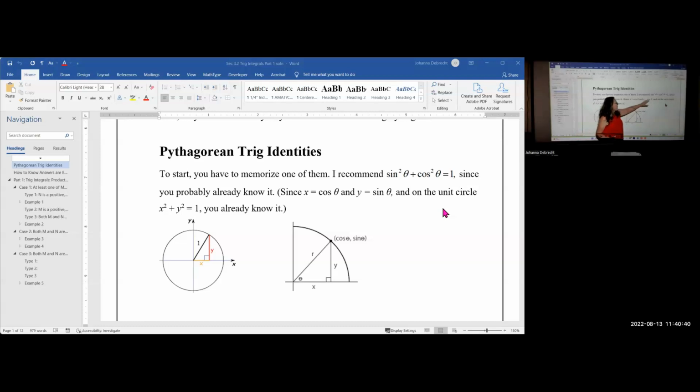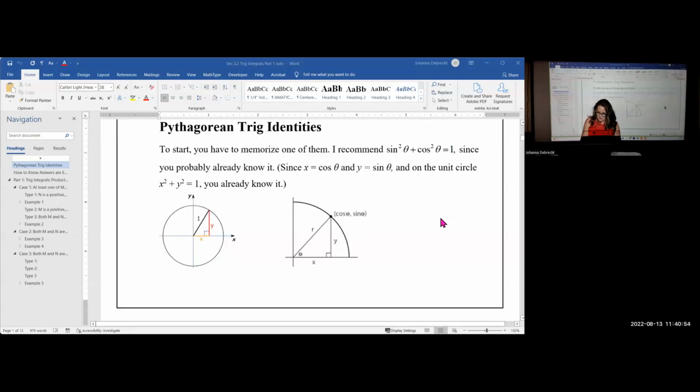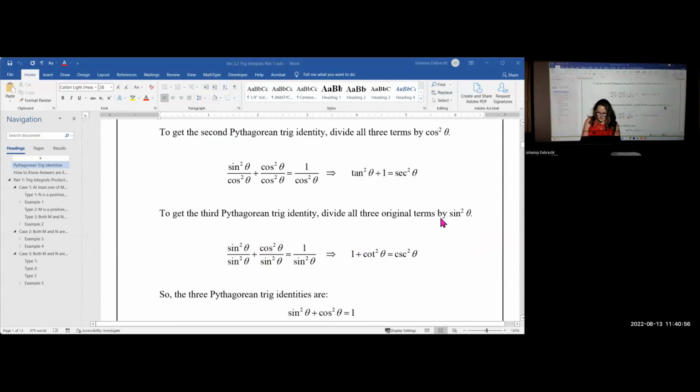So basically what you have here is y squared plus x squared equals 1, or you can reverse the order and make it x squared plus y squared equal 1 if you like that better. So basically you really already know this one. This one you've got to have memorized. Once you have that, then you can find the second two very easily.